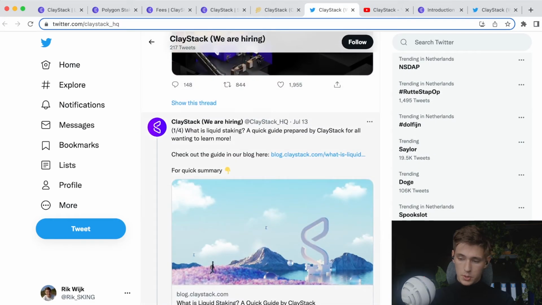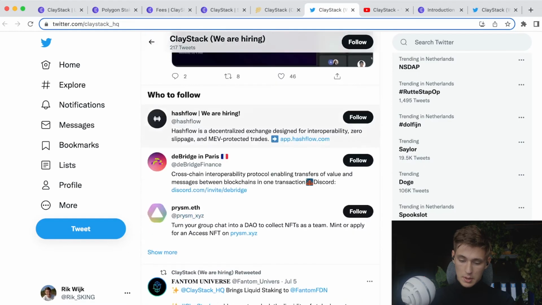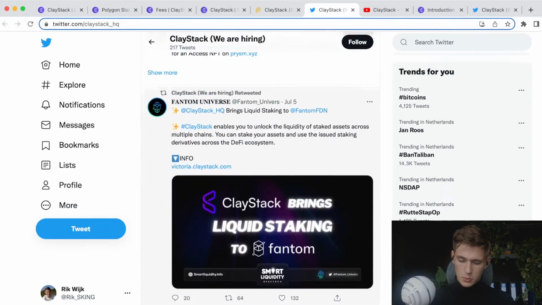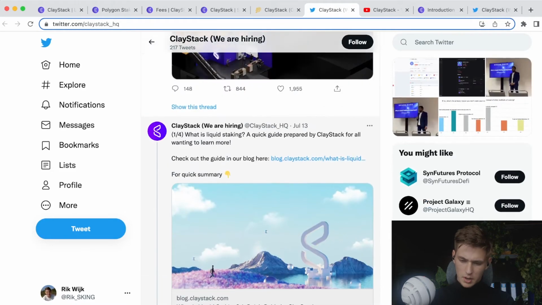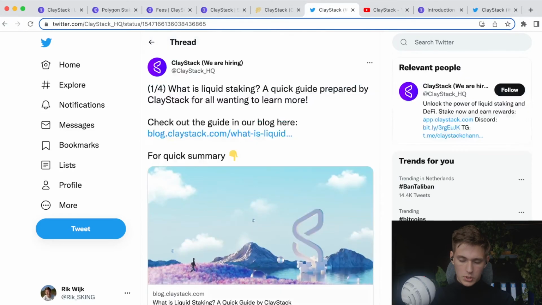We see here a post from July the 13th and July the 13th again. And that was a pretty big thread actually. And they retweet. They don't post that often, but often enough, I suppose. Here they are actually talking about what liquid staking is. They give you a quick summary in a pretty lengthy thread with basically all the information you could ever need.